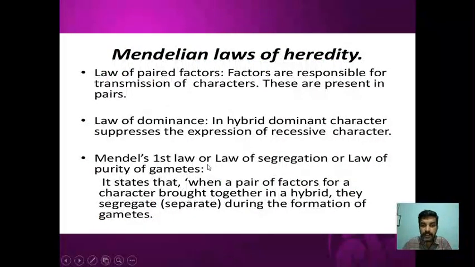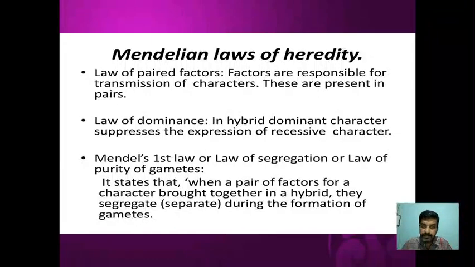Then after concluding the monohybrid cross, Mendel proposes certain theories of inheritance or laws of inheritance, right? So the first law is the law of paired factors. Because Mendel did not know the genes, he called them factors. Factors are responsible for the transmission of characters, and the factors are present in pairs. So that's where you have to be very careful. These alleles or the factors are going to be present in pairs.